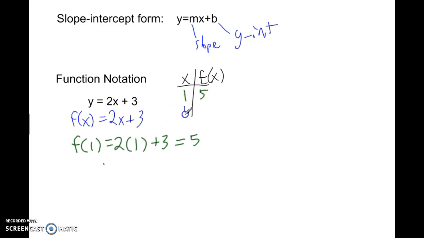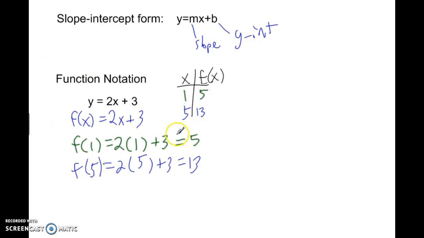Again, we can do that for another number. We plug in 5. This would be f of 5 equals 2 times whatever x is, in this case 5. So 10 plus 3 is 13. So the output is 13. And we could make a table by plugging in values.